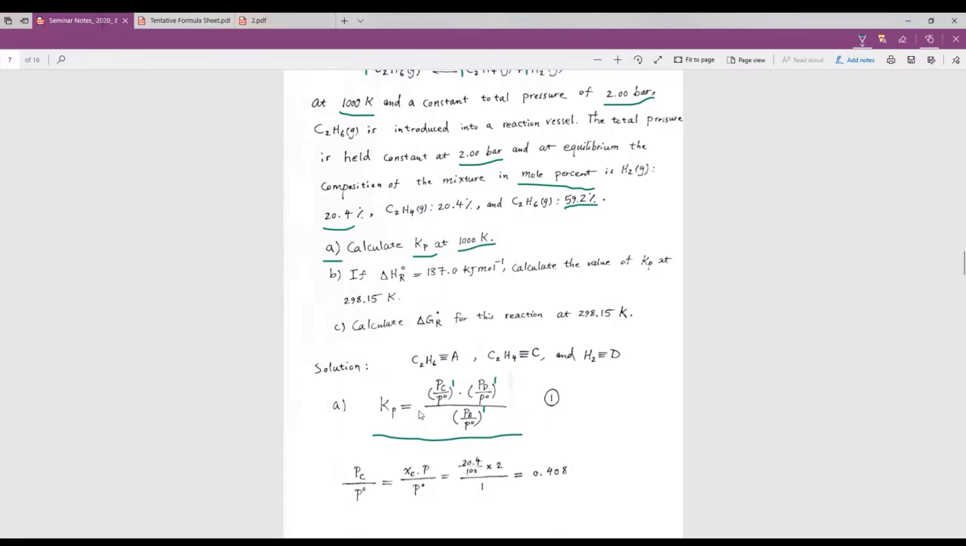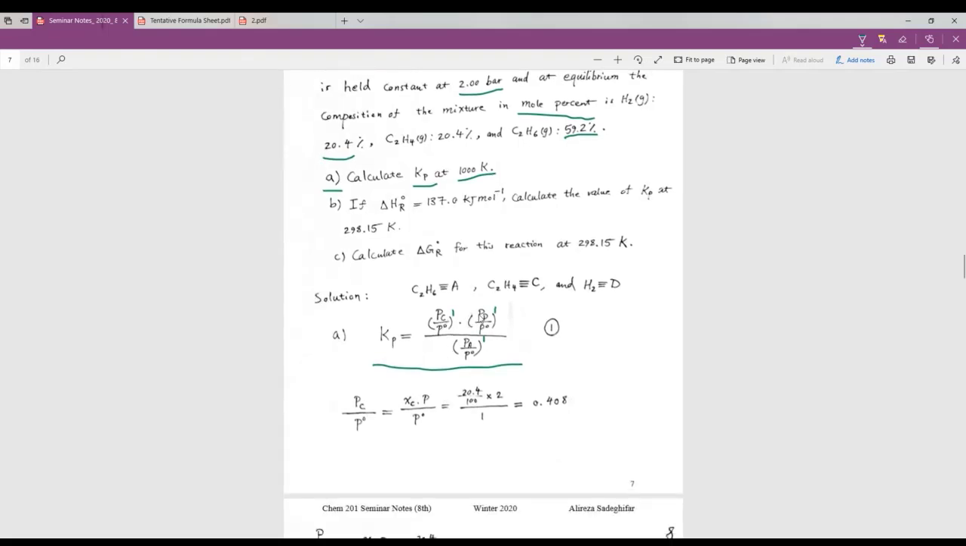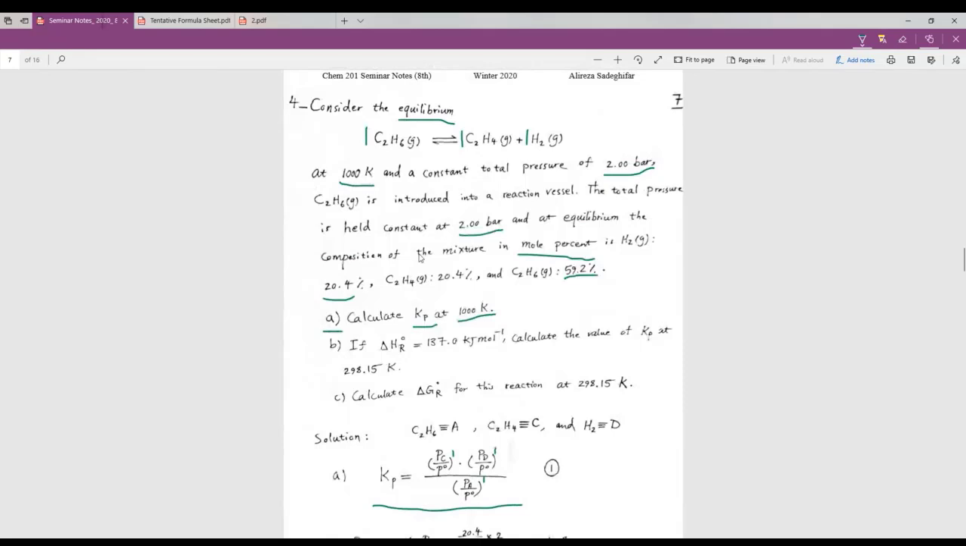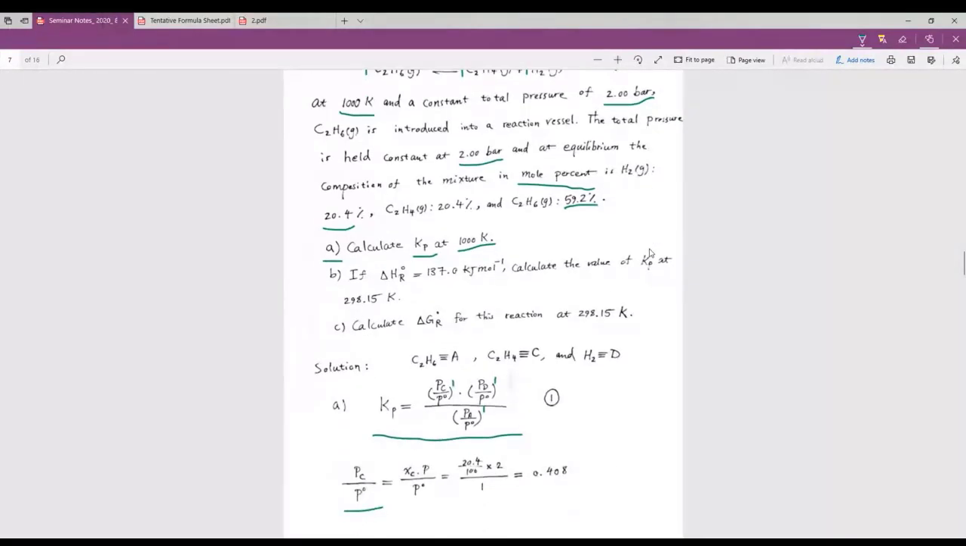So we have to know how to write this equation in the exam, based on the reaction that is given. In order to calculate Kp at 1000 Kelvin, we have to calculate each one of these ratios. First we start with Pc over P naught. What is Pc, the partial pressure? It's an ideal gas. Actually, it's not given here, maybe I forgot to put that here. So this gaseous system is an ideal gas system. Sorry, this should say ideal gas. All of them are ideal gas. Anyways, I missed that part.